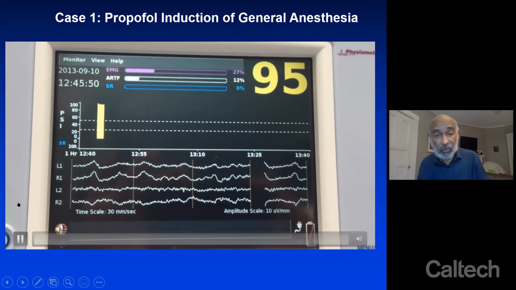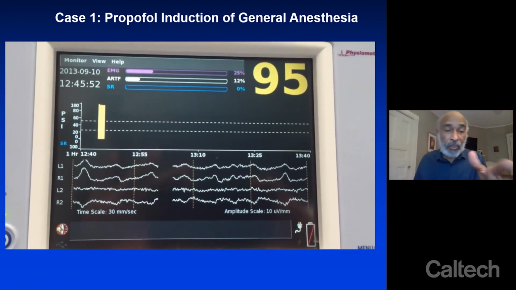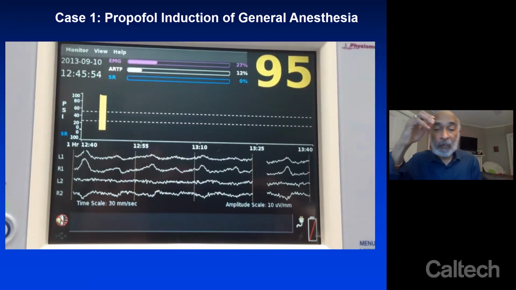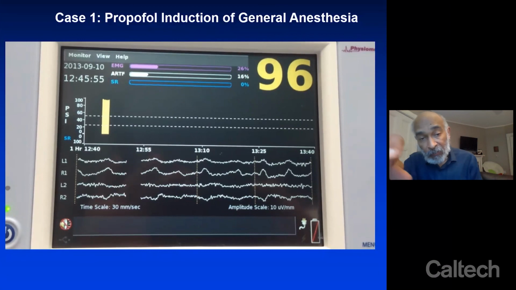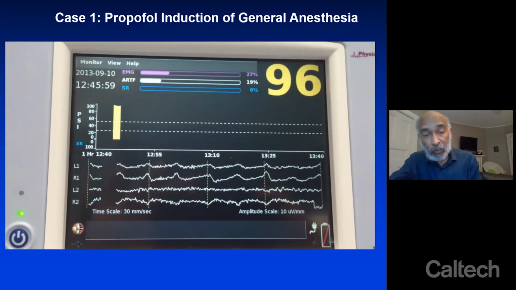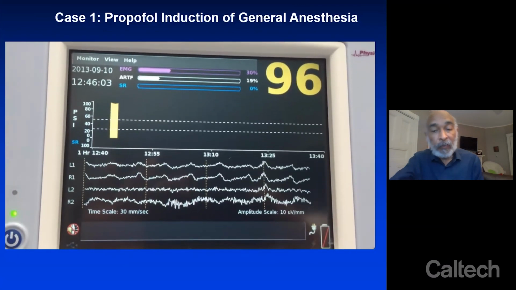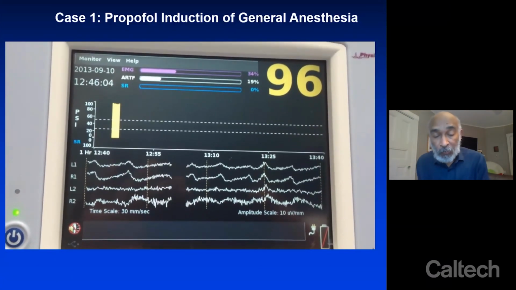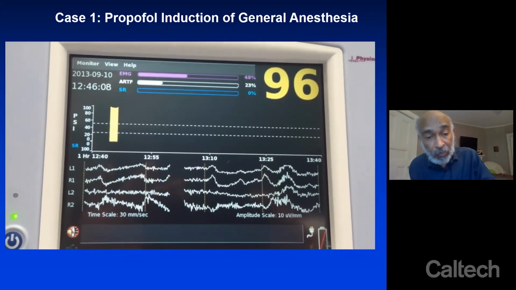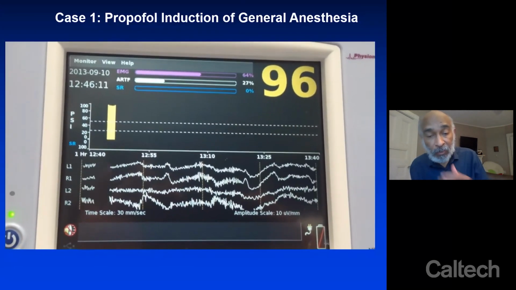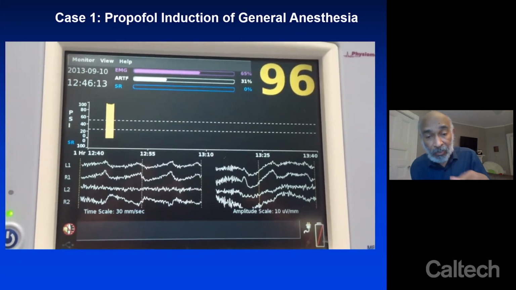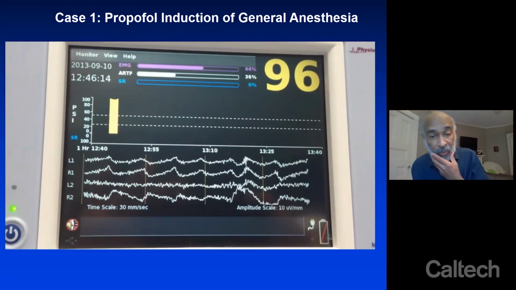So this is the EEG. I've injected the propofol now. And the first thing you're going to see is it's going to get very, very noisy. And you'll see it in all 4 leads. That's because when you inject propofol into a small vein, like the ones on the back of the hand, it burns. And so she's tensing up. So that's just muscle artifact.